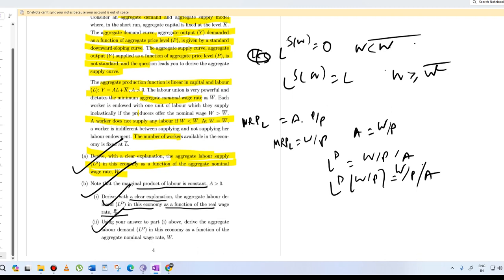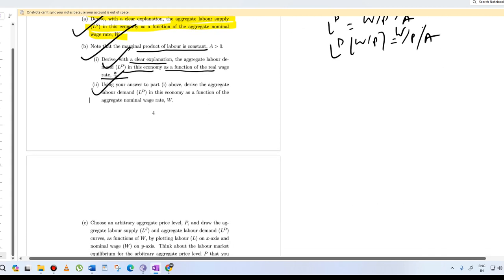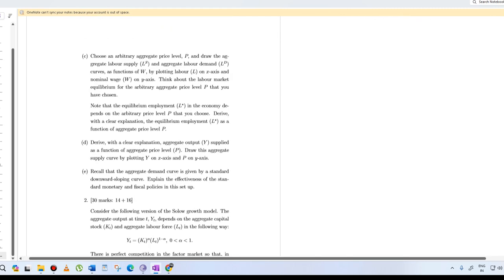Next, using the answer to part 1, derive the labor demand in this economy as a function of the aggregate nominal wage rate. So LD is W by AP, so therefore the aggregate labor demand is a function of these two directly. So at the nominal wage rate, labor increases and this given structure. So the aggregate demand function also follows this, so there is no change.